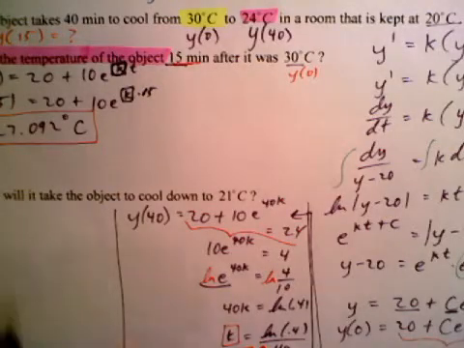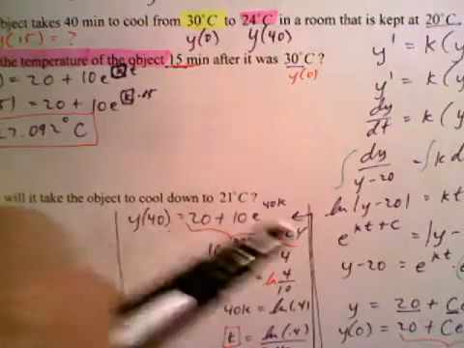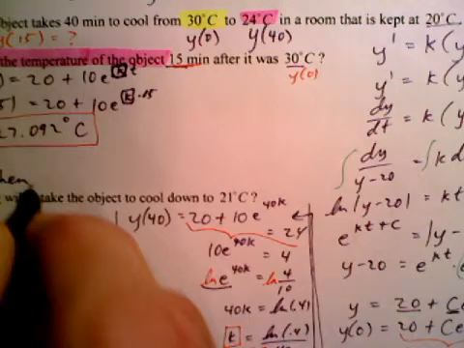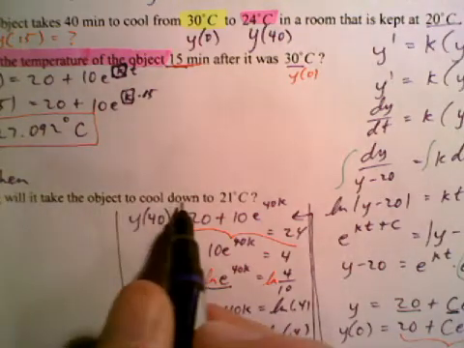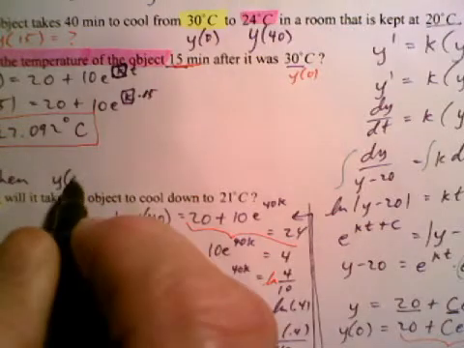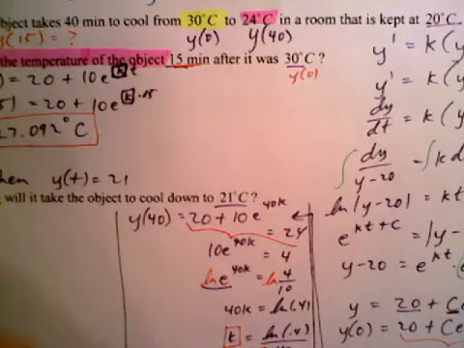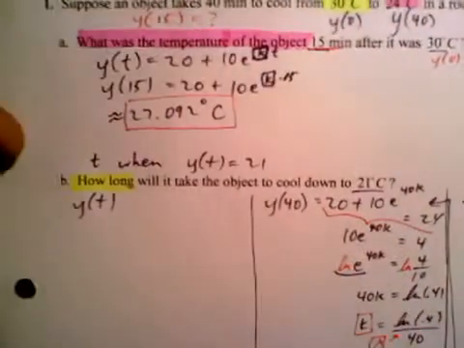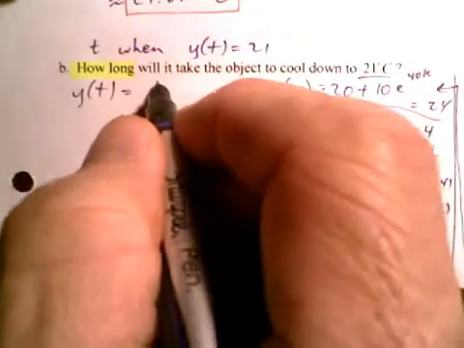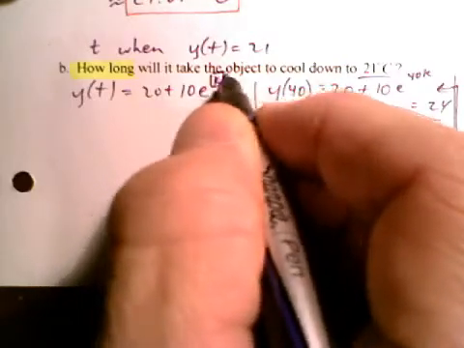Part B, this is how long. You should be interpreting this to mean that we want t. We want t when what? How long will it take the object to cool down to 21 degrees? So t when y of t is equal to 21. Okay, so we know our equation, y of t, is equal to 20 plus 10 e to the k t.